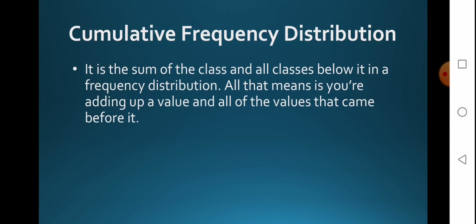Cumulative frequency distribution. It is the sum of the class and all classes below it in a frequency distribution. All that means is you're adding up a value and all of the values that came before it.